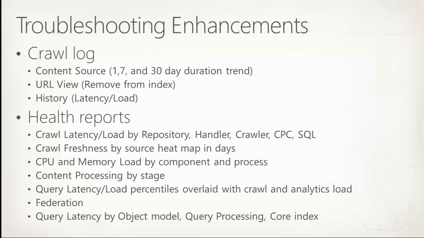And then in addition to the federation, you can also break down the latency around various aspects of the query component. So this is something we've kind of harped on, especially the FAST guys have talked about this a lot. Where is it slow? Is it in the object model? Is it somewhere in the SharePoint layers above? Is it in the core index? Is it somewhere in the query processing itself? And now you've got reports in there that can give you exactly that information, tell you where the bottlenecks are within the reporting. So these are all great enhancements.